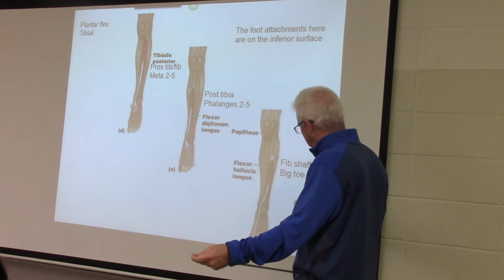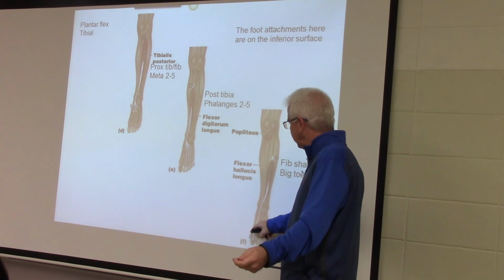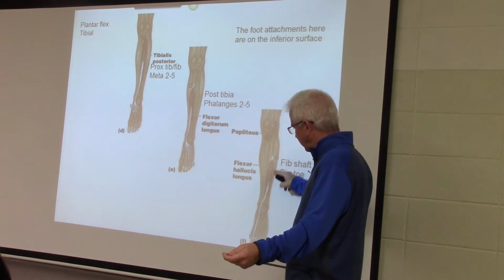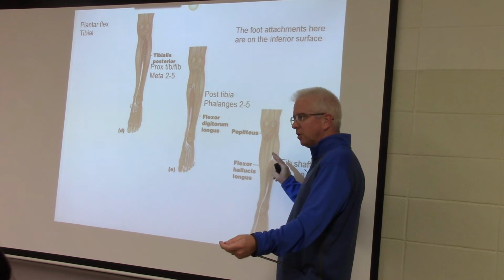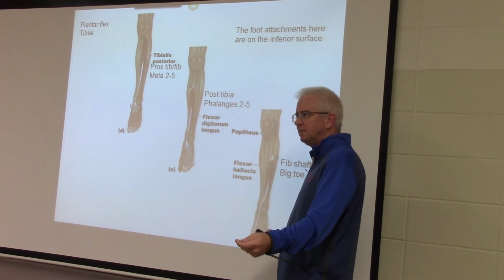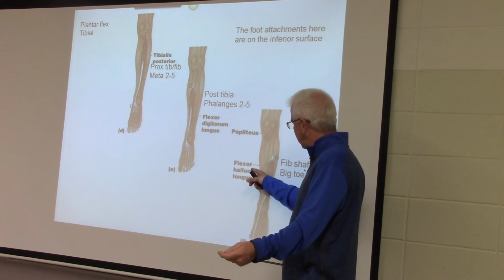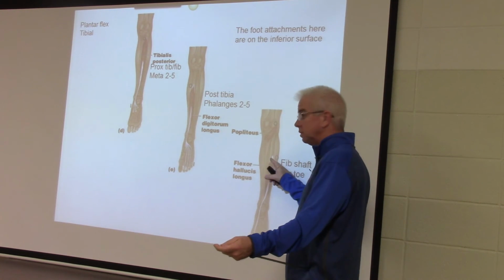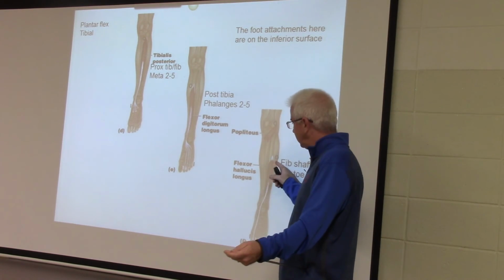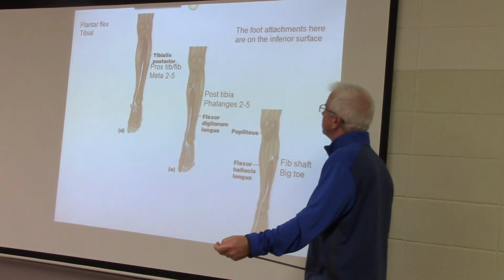The flexor hallucis longus goes from the fibular shaft. You see what I was talking about a minute ago? They like to cross. This one's on the fibula. What business does it have on the big toe? They all seem to want to go to the big toe. So the flexor hallucis longus is an example of that. It goes lateral to medial, from the fibula over to the big toe.